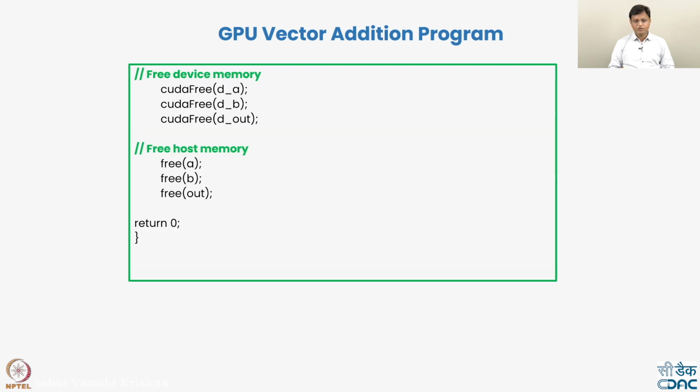After the completion of all executions, it is time to free the space which has been allocated on the host machine as well as on the device. Here you are releasing the space occupied on the device memory, and this other function you are using to release the memory space on the host machine.